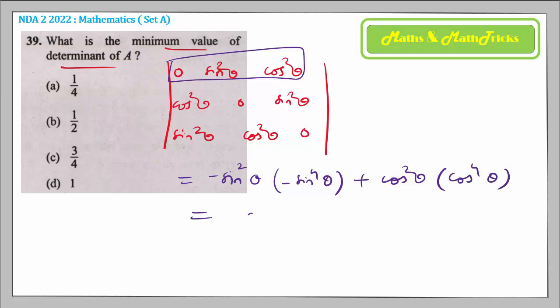So basically you are getting this to be sine to the power 6 theta plus cos to the power 6 theta, which you can express by splitting sine power 6 as sine square theta to the power 3.